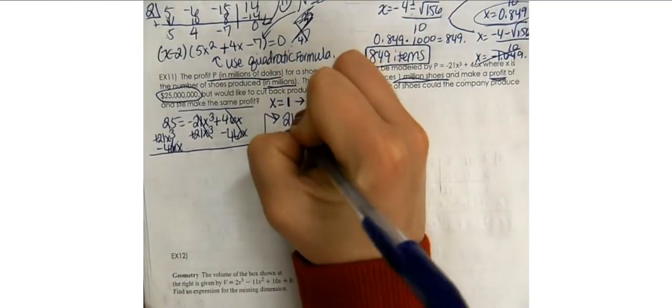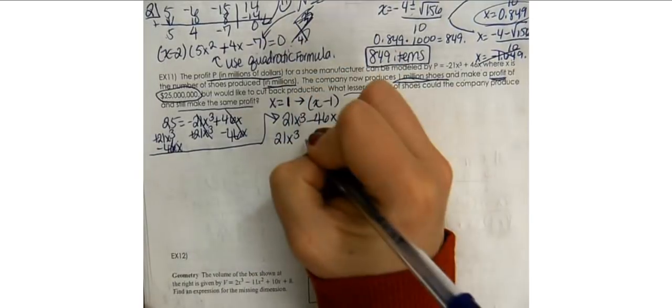And what's going to happen is we still have our equation that's going to equal 0, but we're going to have 21x cubed minus 46x plus 25 is equal to 0. And even more importantly, notice that all of our degrees are not represented. So I'm going to rewrite this as 21x cubed plus 0x squared minus 46x plus 25 is equal to 0. So now I have all of my degrees represented.